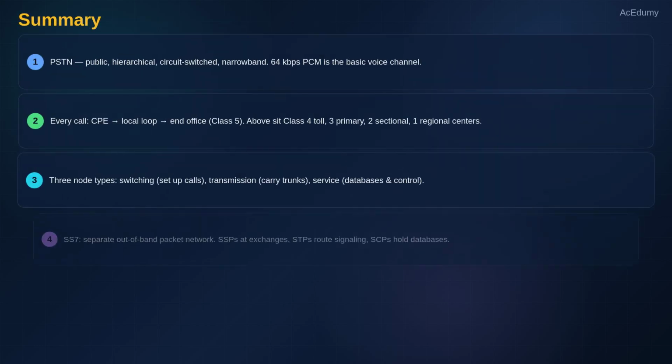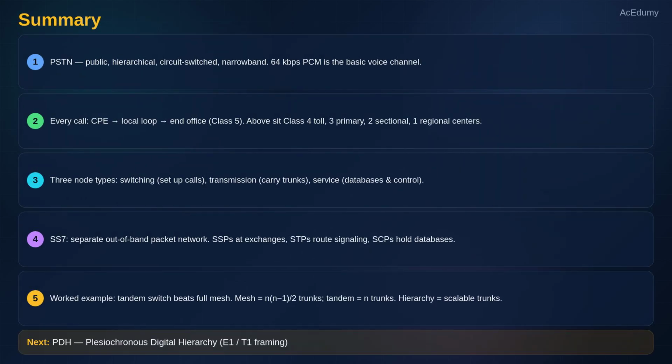Let us summarize today's lesson. The PSTN is a hierarchical, circuit-switched, narrowband public network built around 64 kilobit per second voice channels. Every call starts at customer premises equipment and travels over a local loop to the nearest end office, also known as the Class 5 exchange. Above the end office sit 4 more levels in the classical hierarchy: toll center, primary center, sectional center, and regional center.